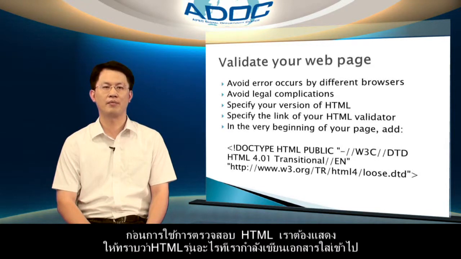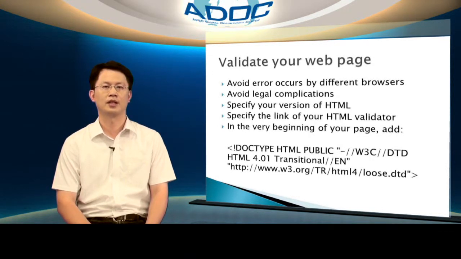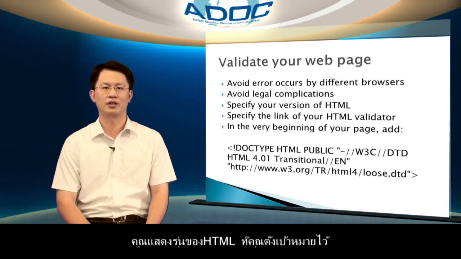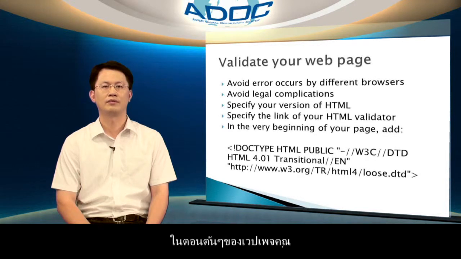Before using the HTML validators, we have to indicate what version of HTML we are writing our documents in. The common version of HTML is 4.01. You indicate the version of HTML you are targeting, and the link of your validator, as shown in the slides, at the very beginning of your web page. And this is the end of today's session.